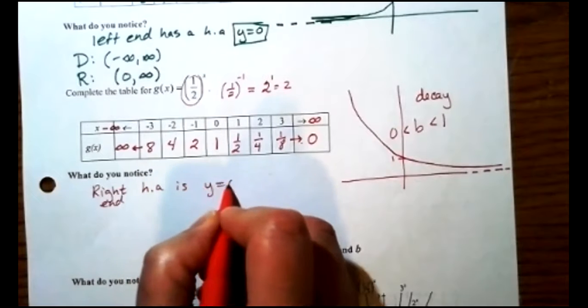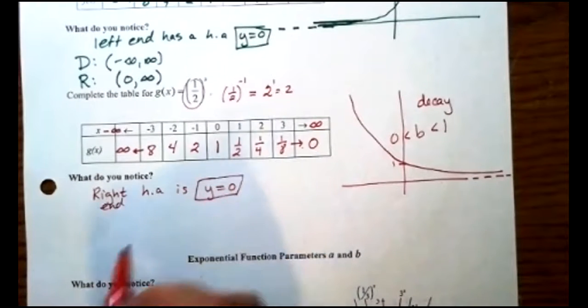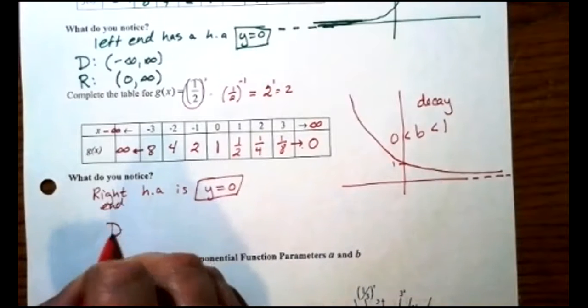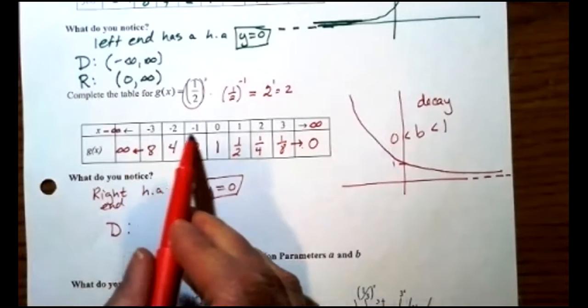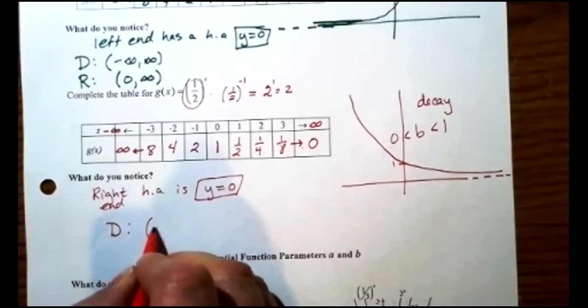And that's the equation y equals 0. The domain is any x value we're allowed to plug in, and all of them worked. They all gave an output, and any x value would give an output.